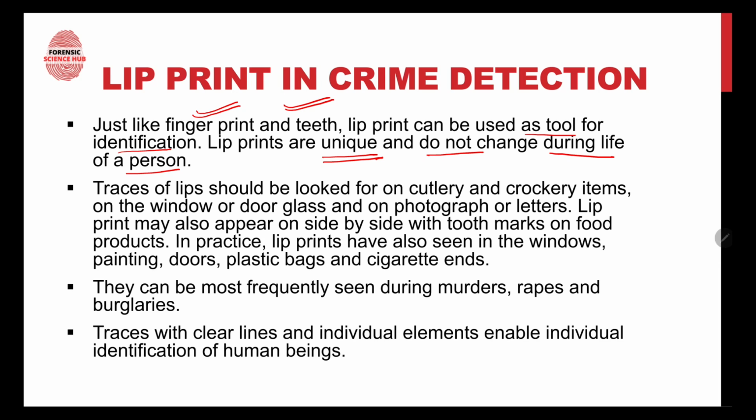Now where can we find the lip prints? This point is going to tell us that traces of lip prints should be looked for on cutlery, crockery items, or on the window, door glass, on a photograph or letter. Lip prints may also appear side by side with tooth marks on food products. In practice, lip prints have also been seen on windows, paintings, doors, plastic bags, cigarette ends, etc. So all these places should be looked at for lip prints. They can be most frequently seen during murder, rape, and burglary. So these are the situations in which lip prints are most commonly seen.